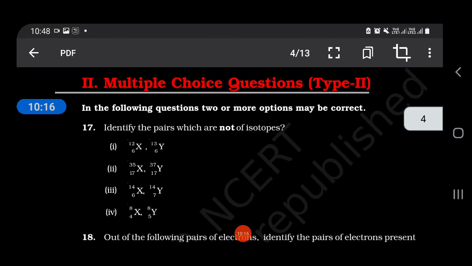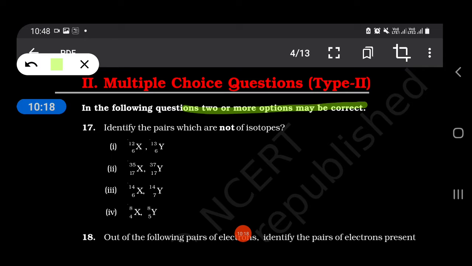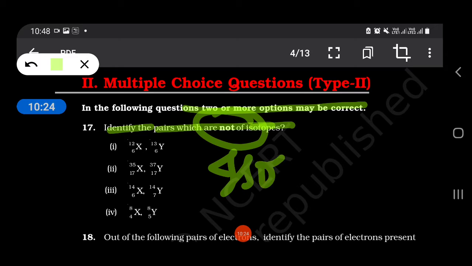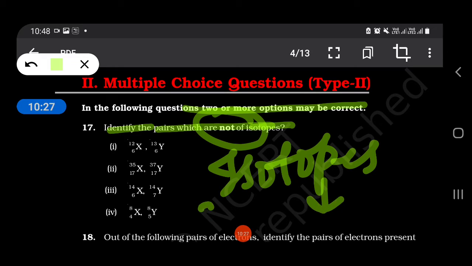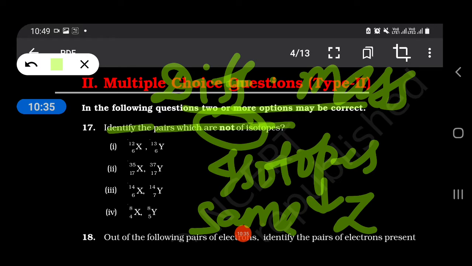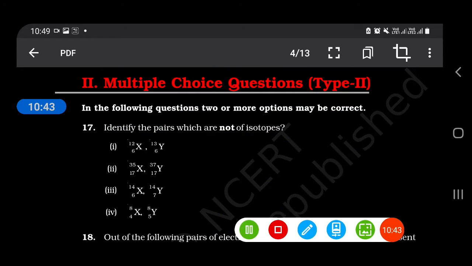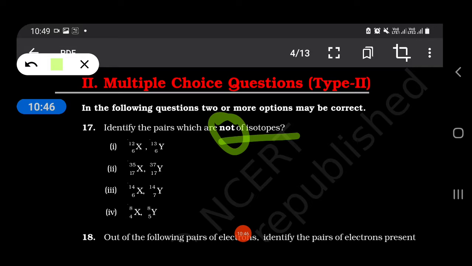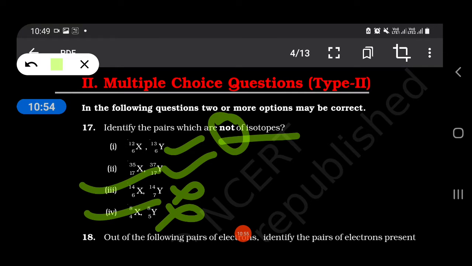Two or more options may be correct. Identify the pairs which are not isotopes. Isotopes mean the same atomic number, same Z, but different mass. Here you can see that some are isotopes and some are not isotopes. So our answer is 3 and 4.